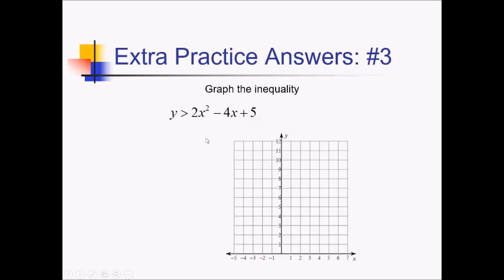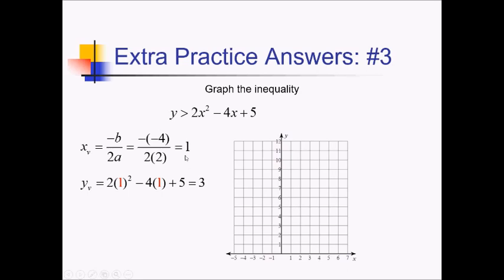To start this quadratic inequality problem, let me find the vertex with negative b over 2a. So that's negative 4 over 2 times the a value 2. That's 4 over 4, which is 1. Plugging in 1 to get the y value, we have 1 squared is 1 times 2 is 2. This is 2 minus 4, so that's negative 2. Negative 2 plus 5 is going to give us 3. So 1 comma 3 is our vertex. And since there's no equals under the inequality, that is an open dot on 1 comma 3 right there.